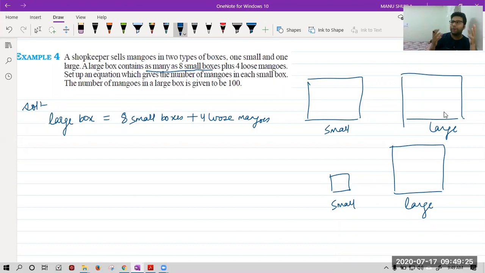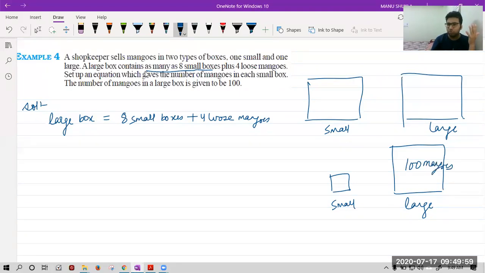You all have seen packets of Amazon and all which are containing a bigger packet. Inside there are small packets. The same way this shopkeeper has a larger packet in which there are 8 small boxes plus 4 extra mangoes. Okay, now it is saying set up an equation which gives the number of mangoes in each small box. The number of mangoes in the large box is given to you as 100. So we know in the large box we have 100 mangoes.